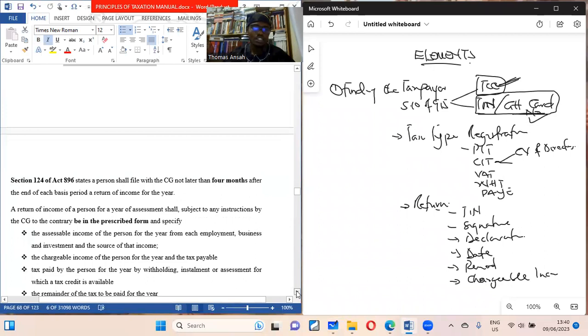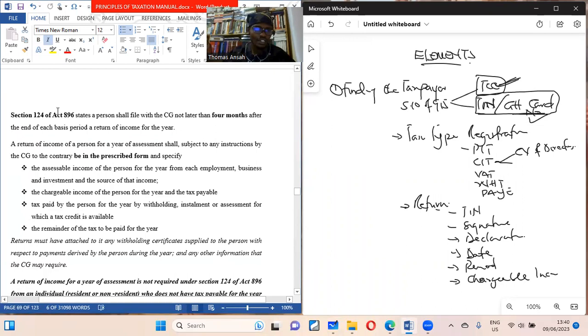All right. So like I said, for the return, Section 124 says that a person shall file a return not later than 4 months after the end of the basis period. All right. Take note of that. We will look at these things in a tabular form for your help.